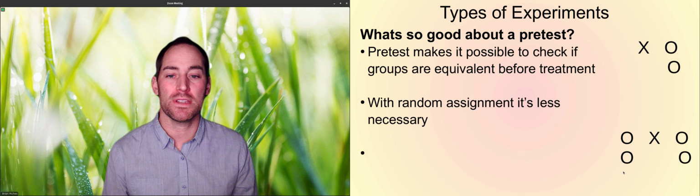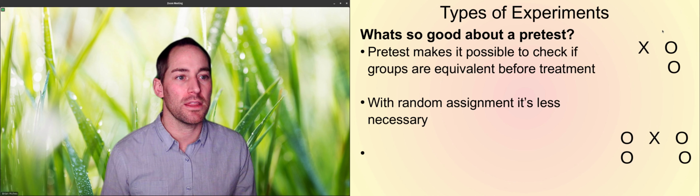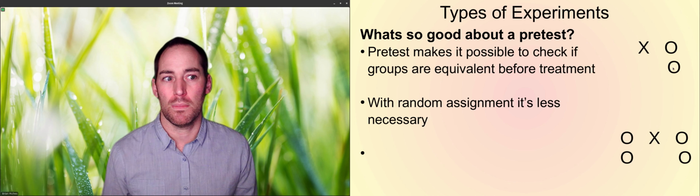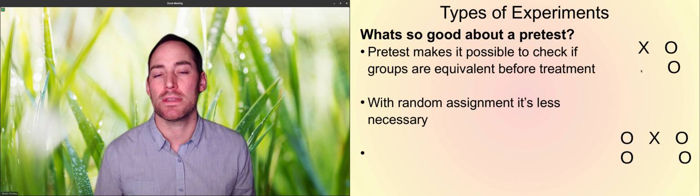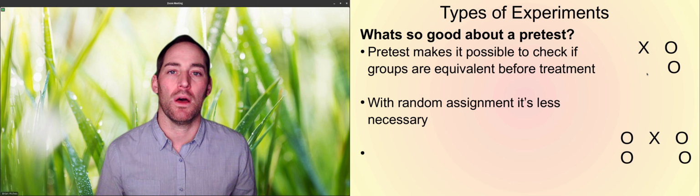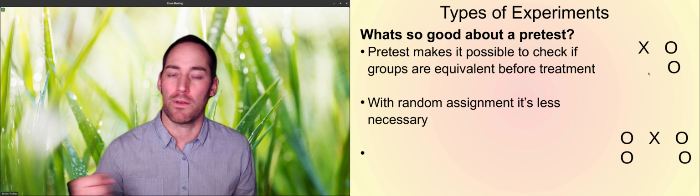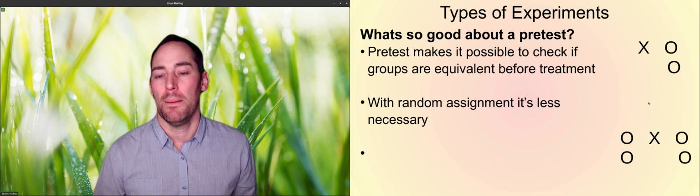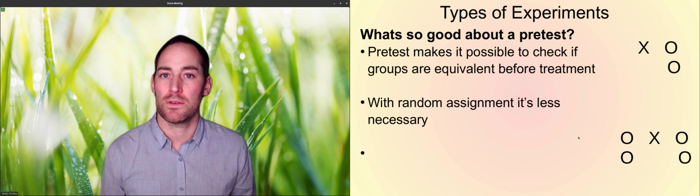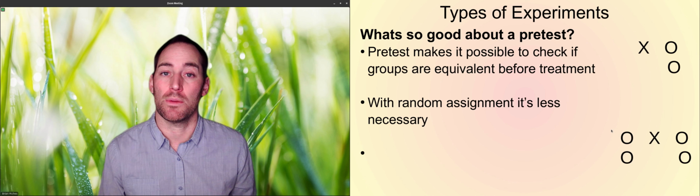So with random assignment, it's less necessary. The better you randomly assign, the more basically you can say, hey, I did a post-test only experiment, and if you randomly assigned well with a big enough group, a good enough sample to begin with, that you're pulling from a population, then you could probably do a post-test only. But if not, pretest post-test is a really good idea. And even if you can, doing a pretest post-test is a really good plan.